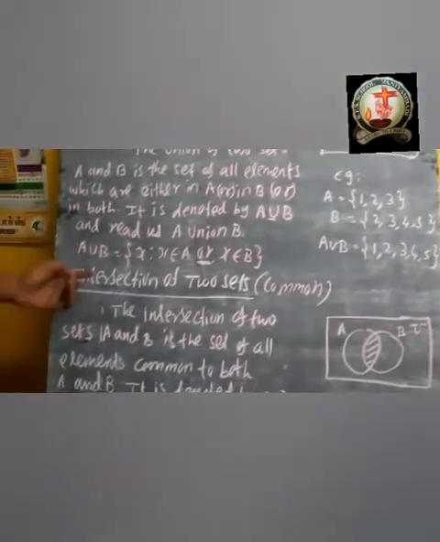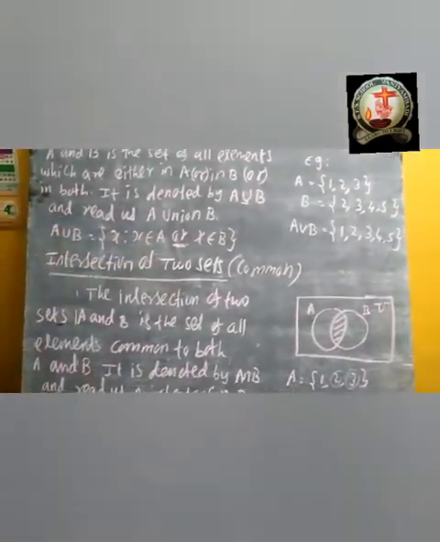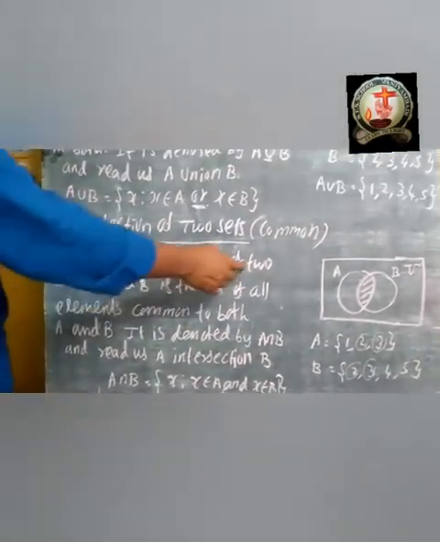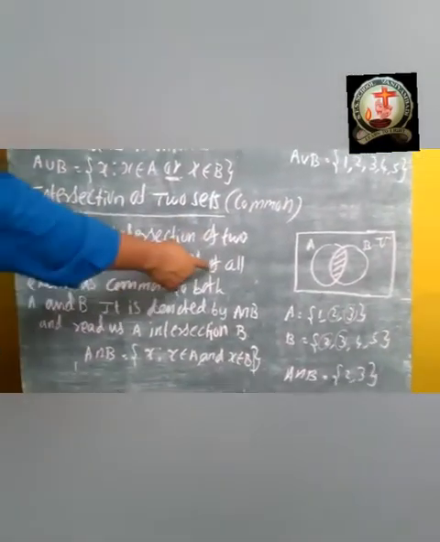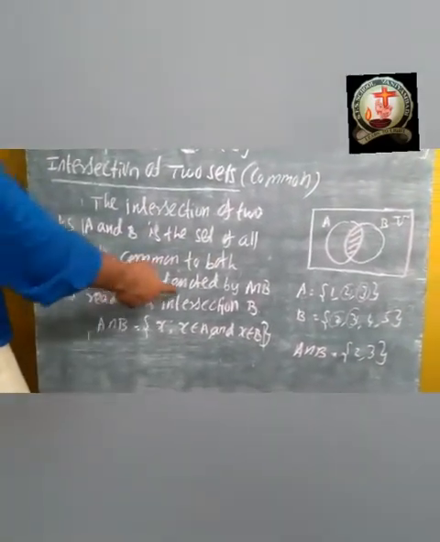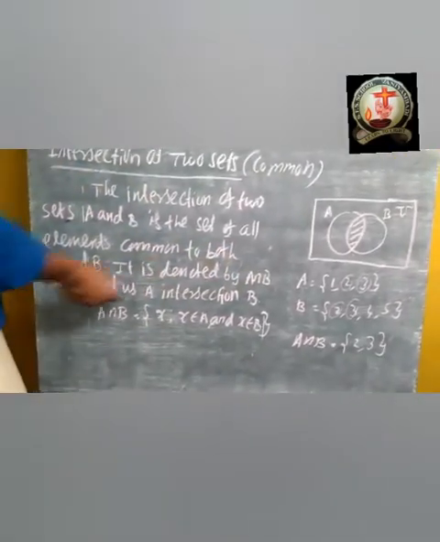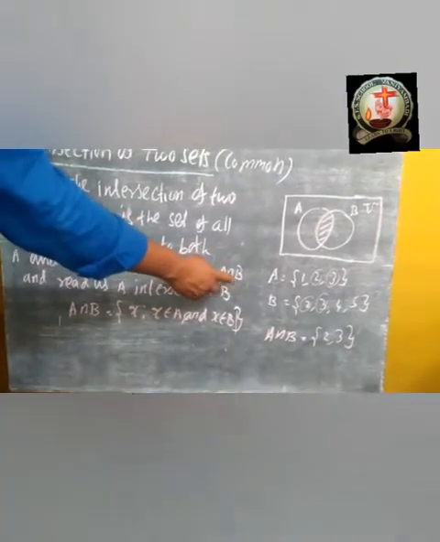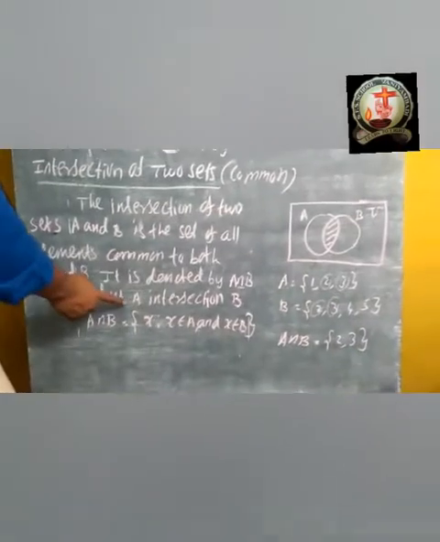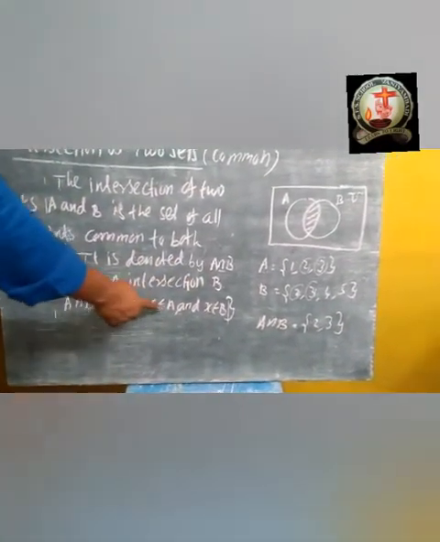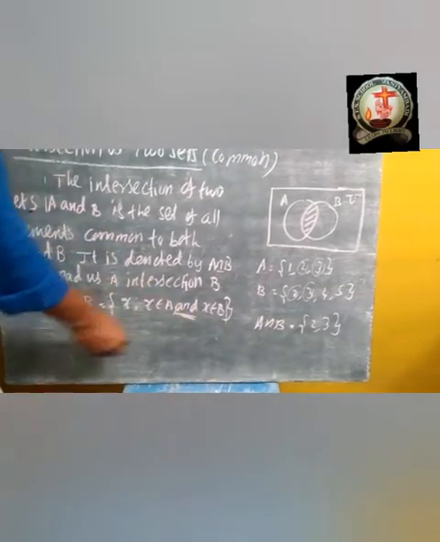Understood? Next, intersection of two sets. Intersection means, as a shortcut I have given, common. The intersection of two sets A and B is the set of all elements common to both A and B. It is denoted by A intersection B. This symbol, like a capital U turned upside down, is called intersection. Like U, that is called union. It is read as A intersection B. A intersection B is equal to x such that x belongs to A and x belongs to B.